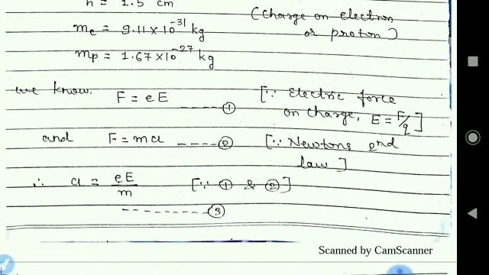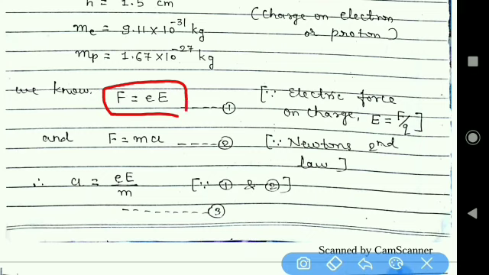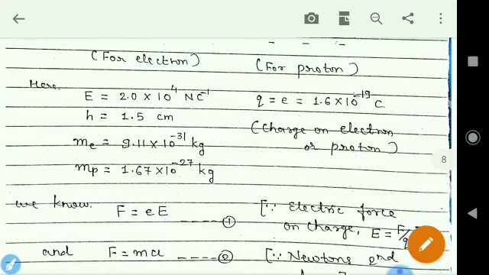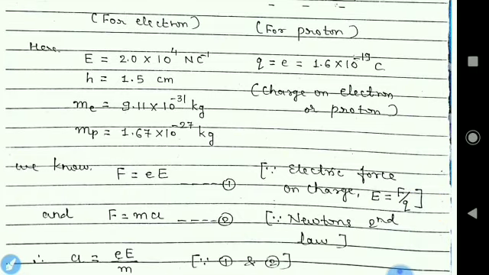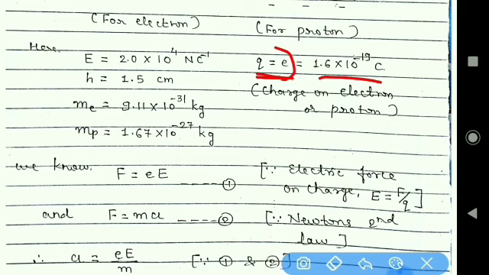As the charged particle is placed in the electric field, this force will act. F is equal to eE. Here the charge is e, because as I said, the charge of an electron or a proton will be the same, so it is taken as e. So this is equation number 1.